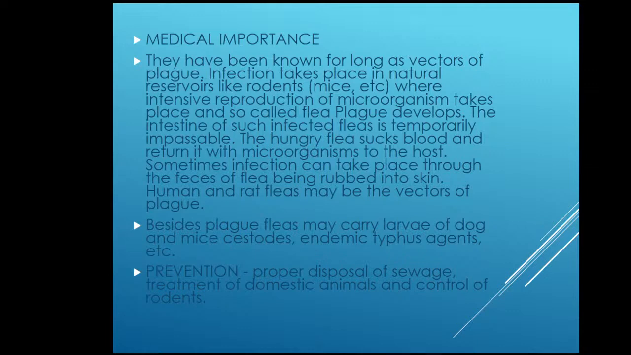Human and rat fleas can be vectors of bacteria of plague. The fleas can be vectors for dog and mice cestodes, the endemic typhus causative agent, and others. The prevention against fleas is proper disposal of sewage, treatment of domestic animals, and control of rodents.